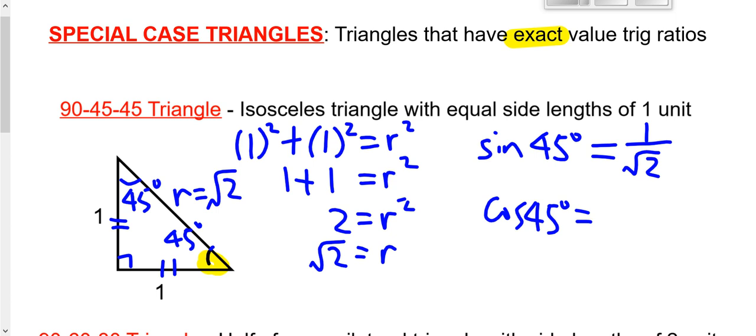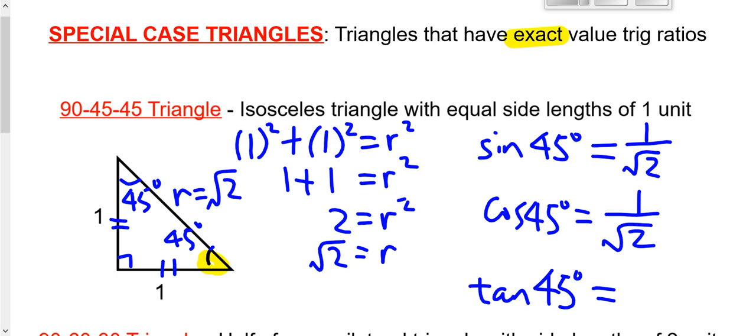So cos is adjacent over hypotenuse. So that gives you the same thing. Adjacent over hypotenuse. And then last one, tangent theta. Instead of saying theta, we know what our angle theta is, which is 45 degrees. So opposite over adjacent, which is 1 over 1, and that's 1. Okay.